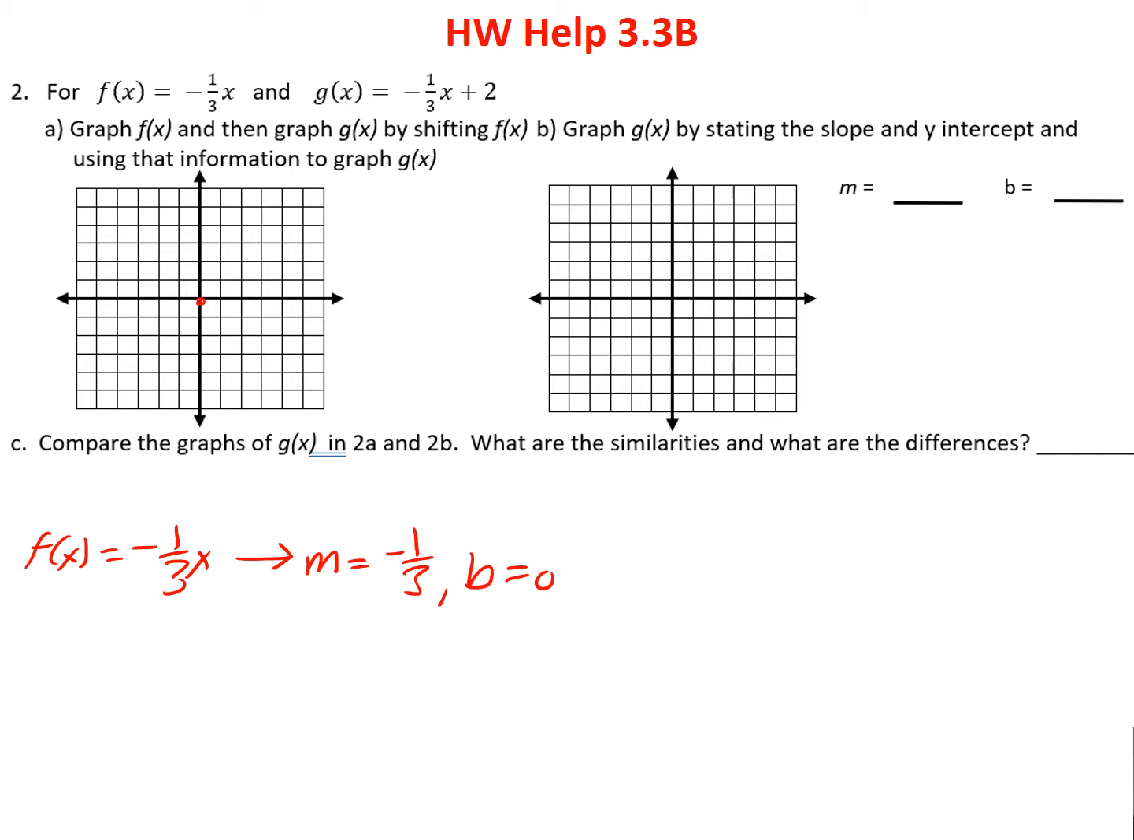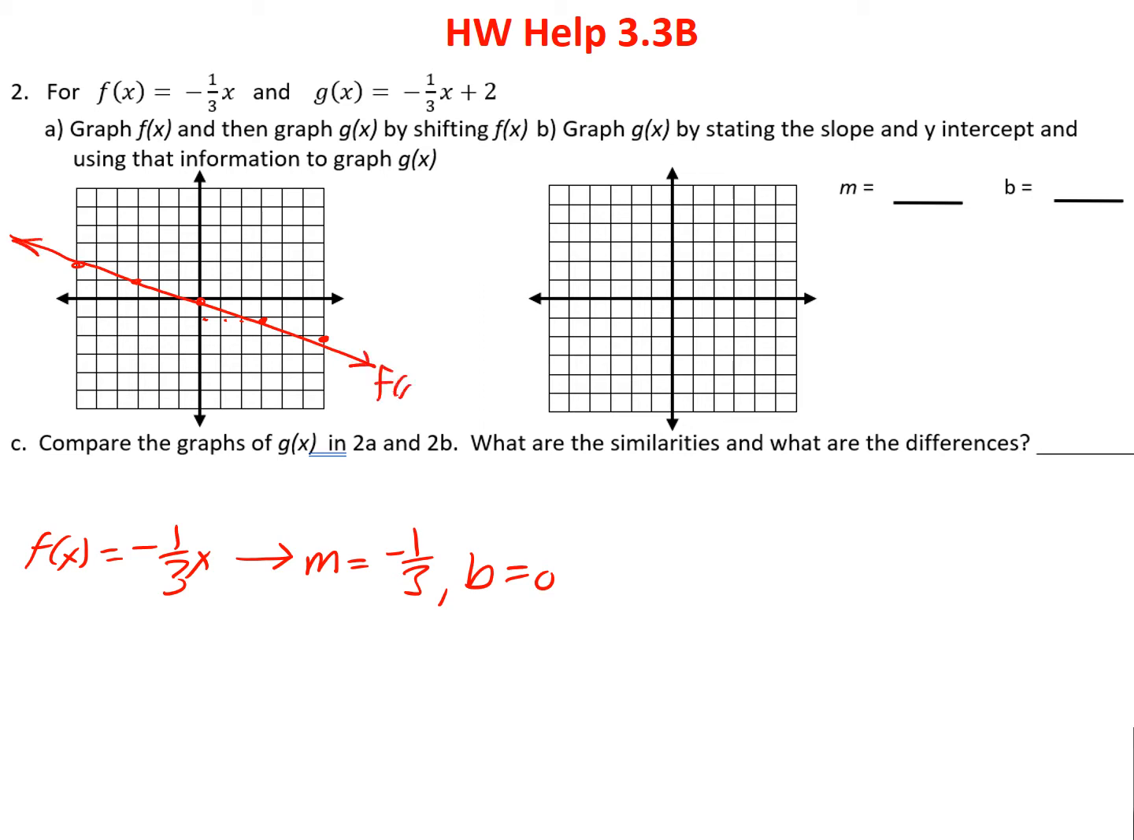And now the slope is minus 1/3, which means go down 1 and over 3. And so that's a point. Down 1 and over 3. And I can go backwards 3 and up 1. Backwards 3 and up 1. So there's my f of x.